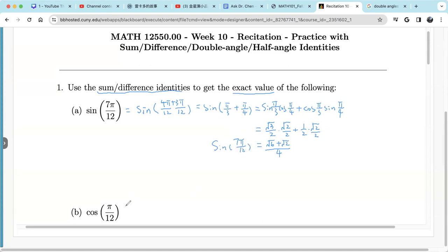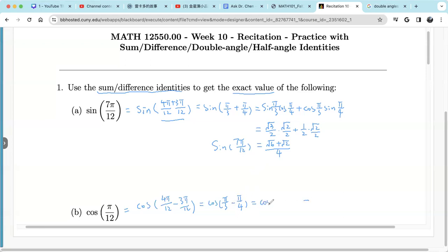Now let's see B. Cosine pi over 12. Cosine pi over 12, we could use a difference, right? We could use a cosine of 4 pi over 12 minus 3 pi over 12. So I'm using this one, right? Which is just cosine of pi over 3 minus pi over 4.